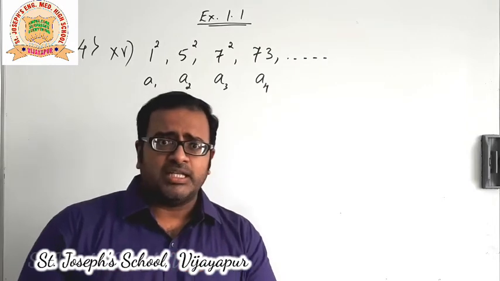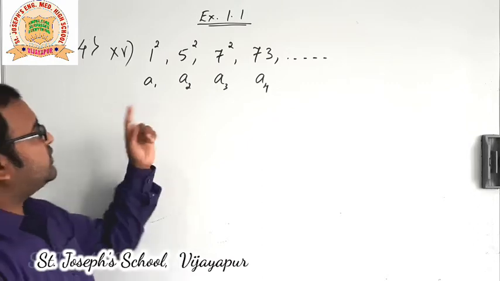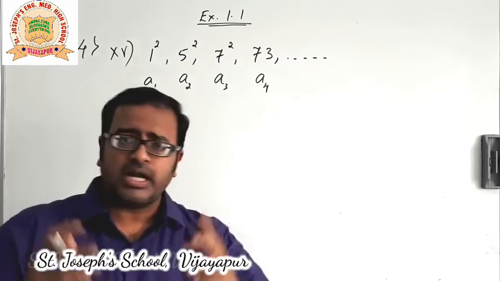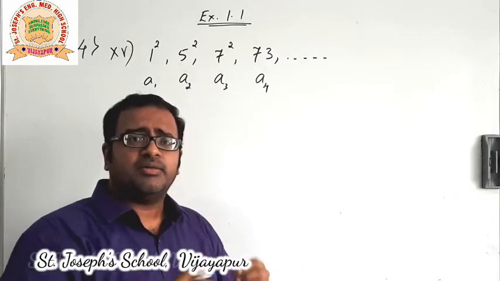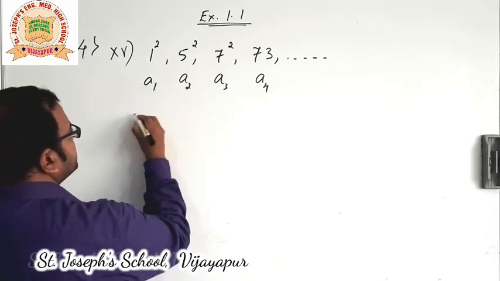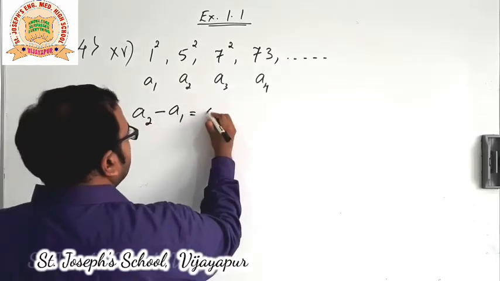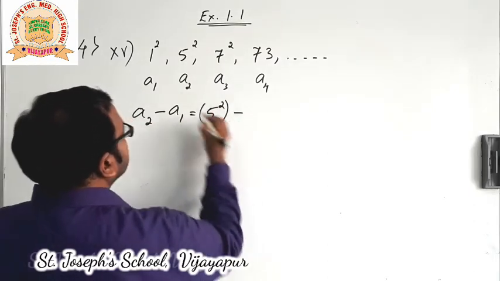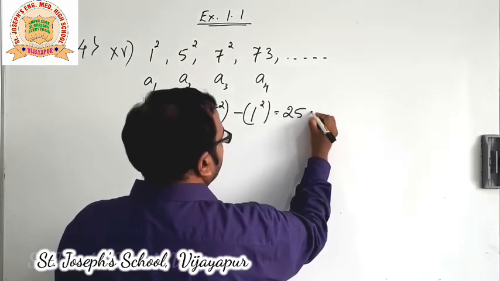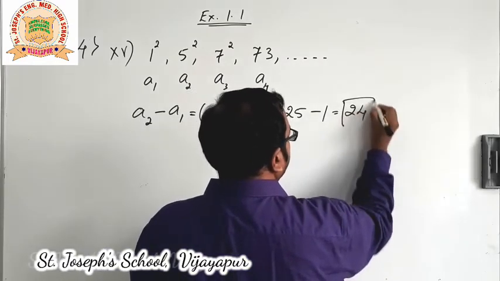Sub question number 15, the last question of the exercise, goes as follows. 1 square, 5 square, 7 square, 73. Let's name them A1, A2, A3, A4 and continue with the very similar method we have used for all the remaining problems. First is A2 minus A1, that is 5 square minus 1 square, which is 25 minus 1, which is 24.